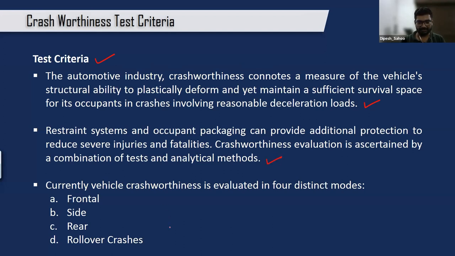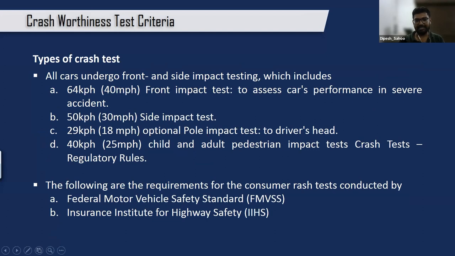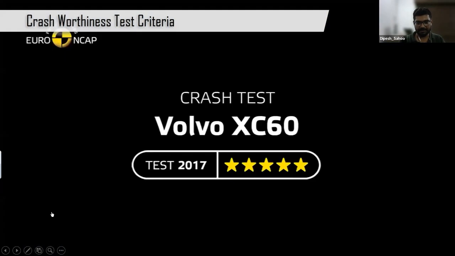Generally, we perform this type of analysis: frontal, side, rear, and rollover crashes. First is the 64 km per hour, or 40 miles per hour, front impact test to assess car performance in a severe accident. Then a 50 km per hour, or 30 miles per hour, side impact test. Then a 29 km per hour, 18 miles per hour, pole impact test. Then a 40 km per hour child and adult pedestrian impact test. Then the crash test requirements for the consumer are set by the Federal Motor Vehicle Safety Standards and the Insurance Institute for Highway Safety.